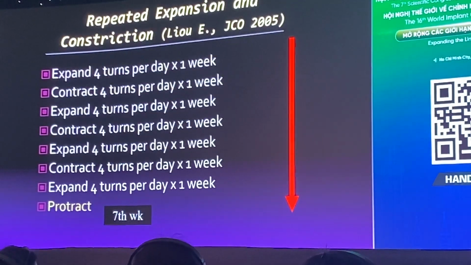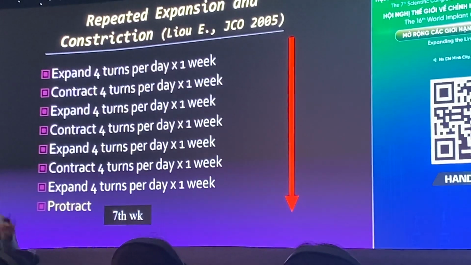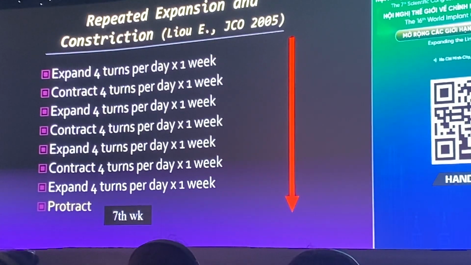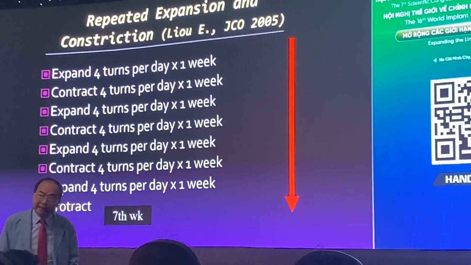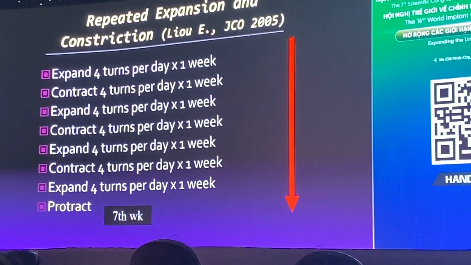All right. So this is Dr. Eric Liu's expansion constriction protocol. So it's 7 weeks. Now, if I don't do it, is that okay? Yeah, of course it's okay. But it would take you 1 year to protract or jump the anterior crossbite. But it only takes me 4 months, okay, to jump the anterior crossbite.